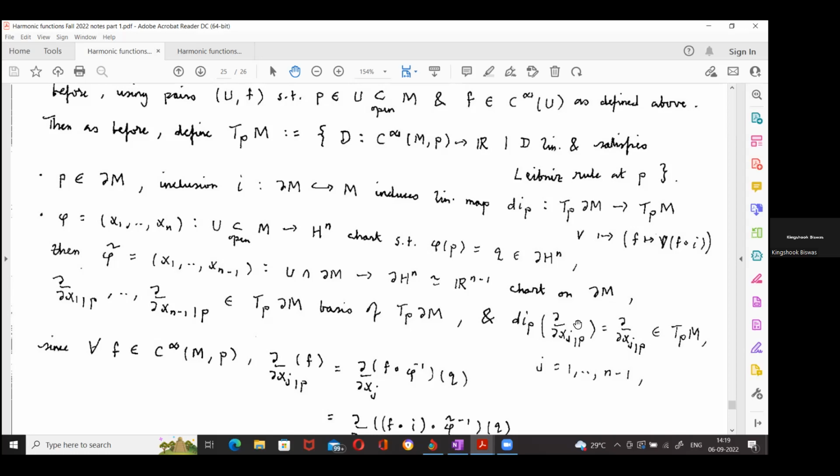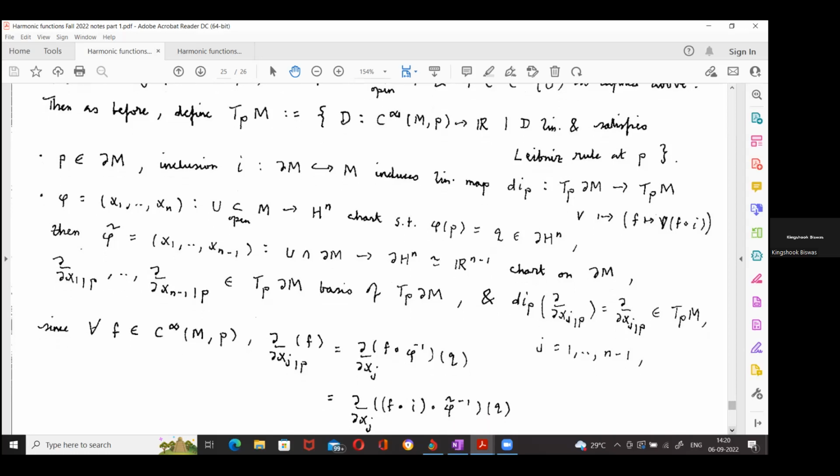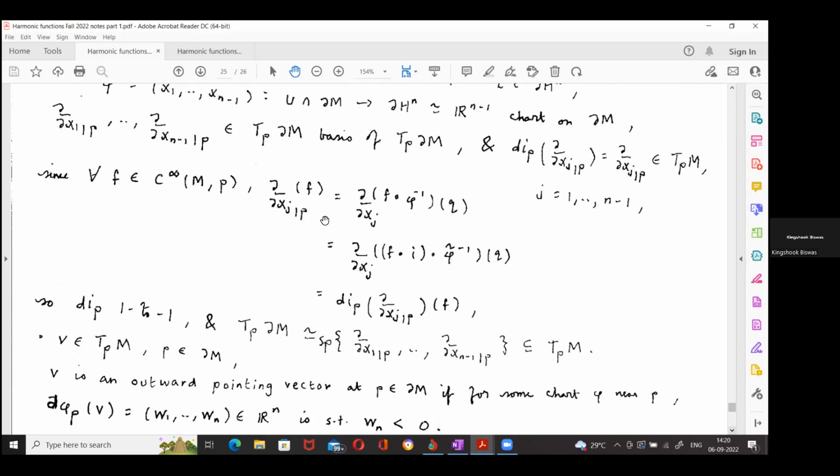Okay, so this del del xj acts on functions defined in a neighborhood in boundary M, and this del del xj acts on functions defined in a neighborhood in M. Is it clear? Okay, so why is this true? You just verify this because if I take a function F which is smooth in a neighborhood of P in M, so I look at del del xj of F. By definition, this is del del xj of F composed with phi inverse at the point Q, right?